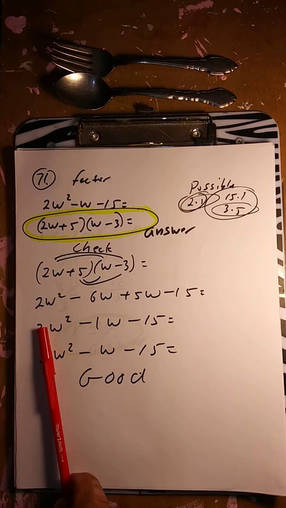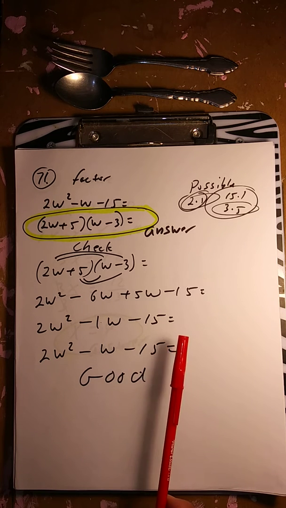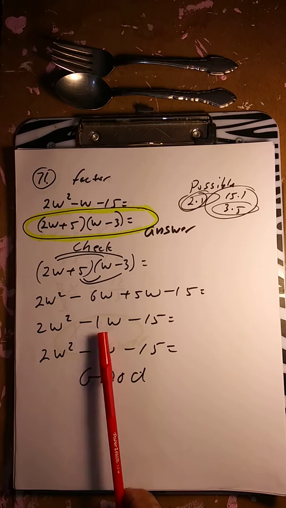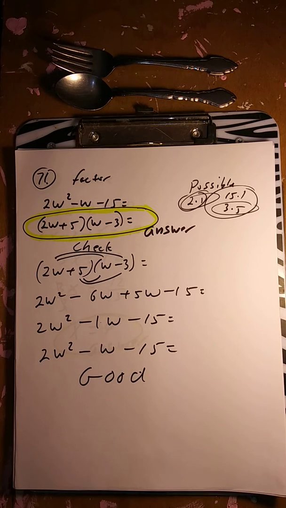So 2w squared minus 1w plus minus 15. Is that right? Yep. And minus 1, you can just write it as 2w squared minus w minus 15. That's it. Yep, that works great.